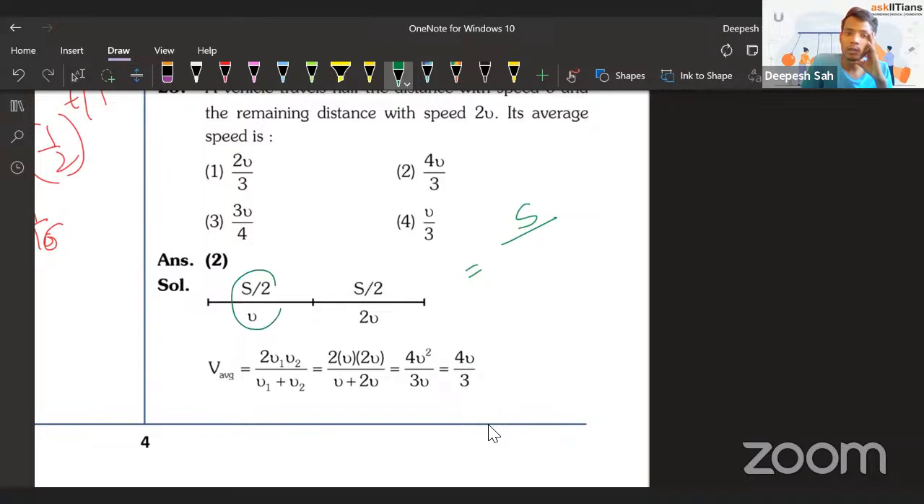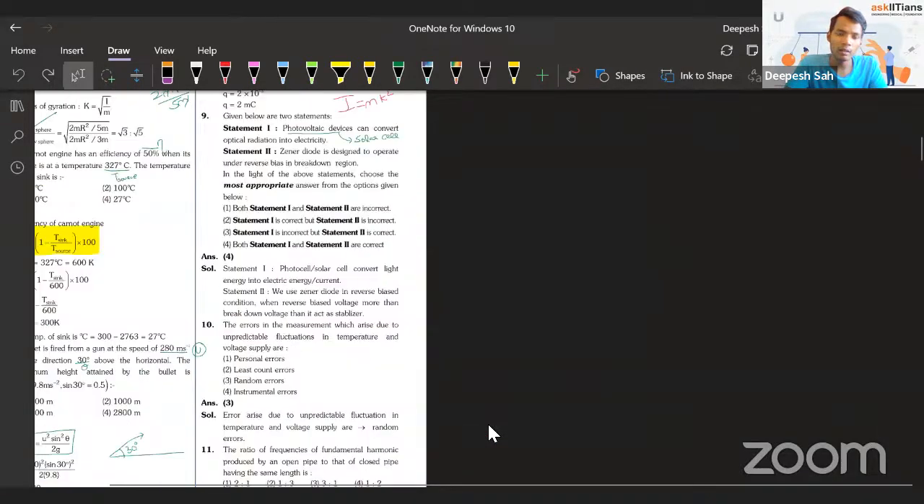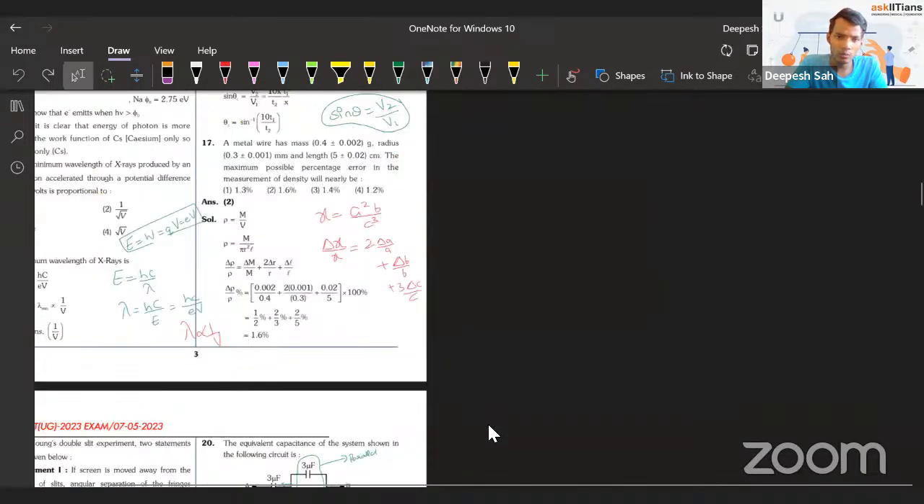So how much time during this? It is S by 2V. And how much time during this? S by 4V. So we can do it like this, or you can use this method as well. I personally prefer this one. That is, we are simply taking the total distance and total time, and we are taking the ratio.